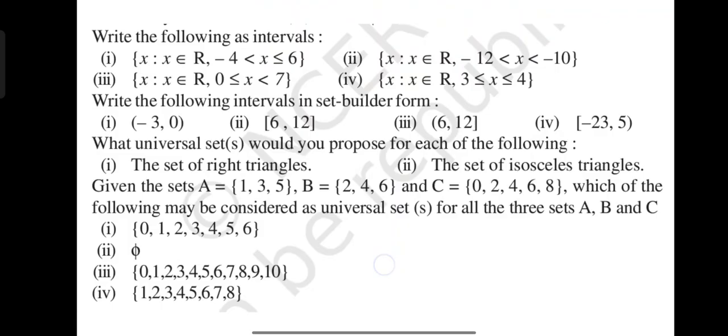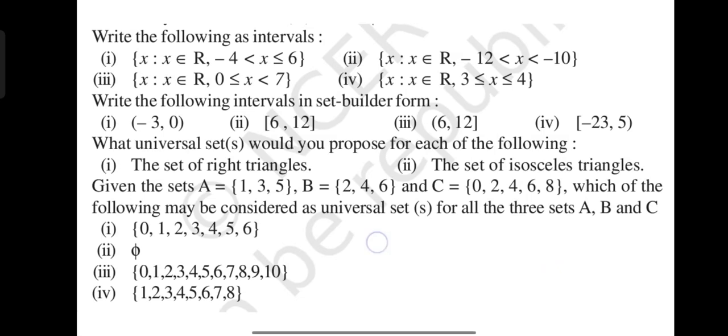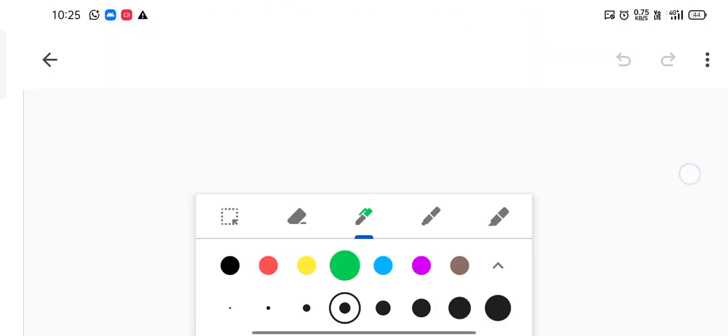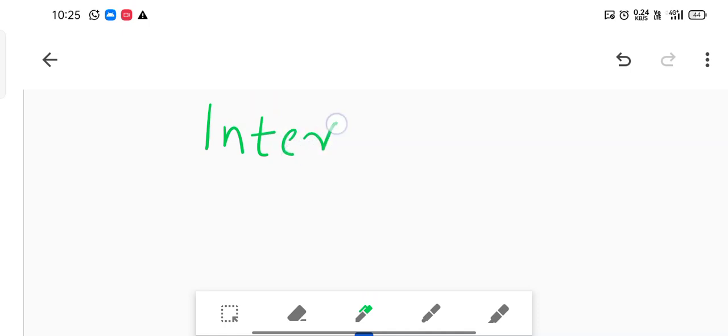Okay. Now we are going to familiarize ourselves with the term interval. There are four types of intervals which we should definitely know. So let's first understand them, and then we can go to the exercise questions. Then it will be over, and this will be the last question. So first we have to understand what an interval is, what the term interval means.